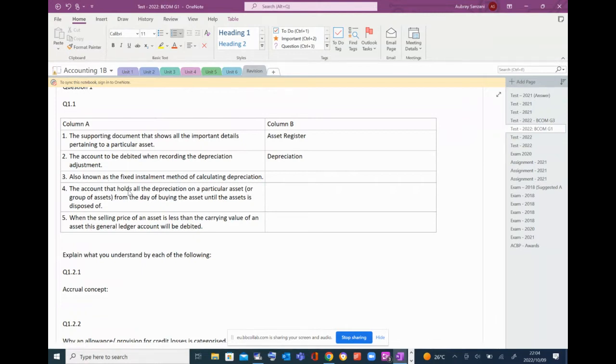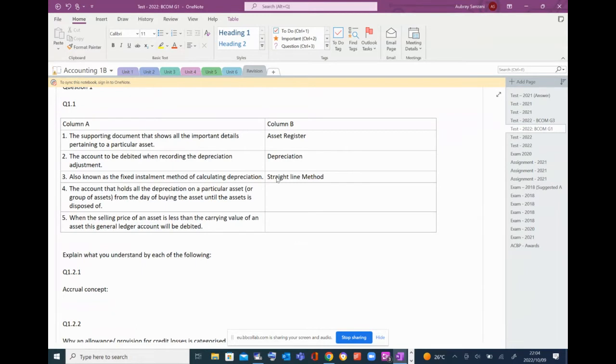What's the answer here? Straight line, yes? What did you write? The straight line method. Okay, this is the straight line method, and if you had also written cost method, I would have given you the mark. Does that make sense? But you should be writing straight line method.